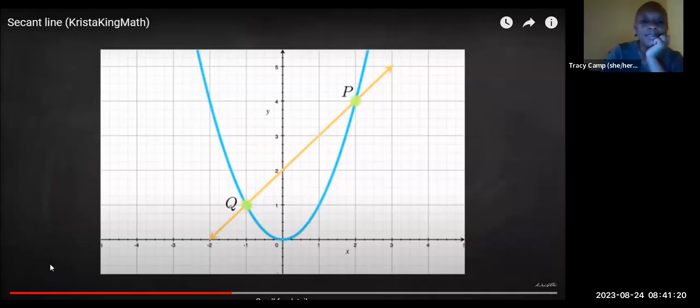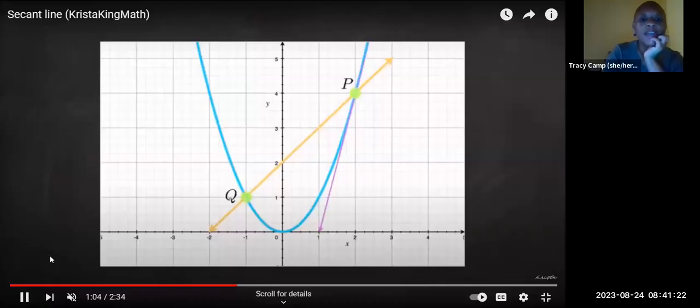So watch. It actually, just right there, drew the tangent line. So the orange line is the secant line, and then the purple is the tangent line. And now the video is going to show you how that tangent line was formed.